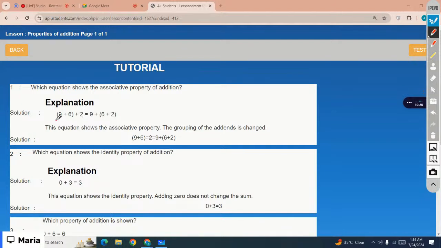Here you have to do 9 plus 6 first. Here you have to do 6 plus 2 first, right? 9 plus 6 makes 15. For this side you have to add 2. Then here you have 9, and 6 plus 2 makes 8. So when you add them, that makes 17.